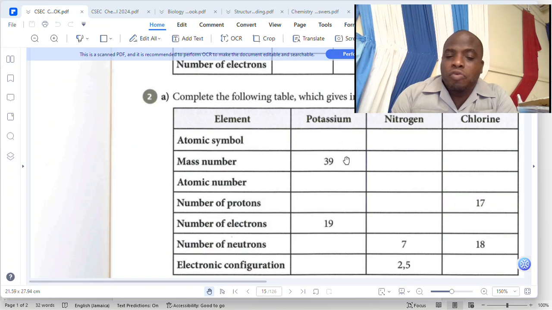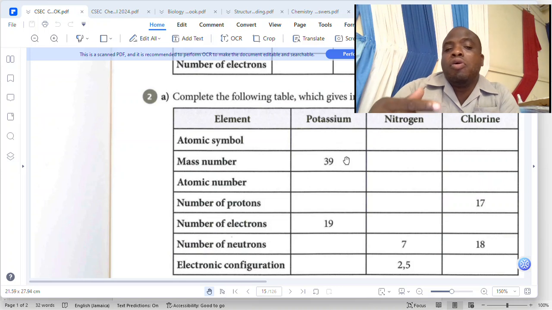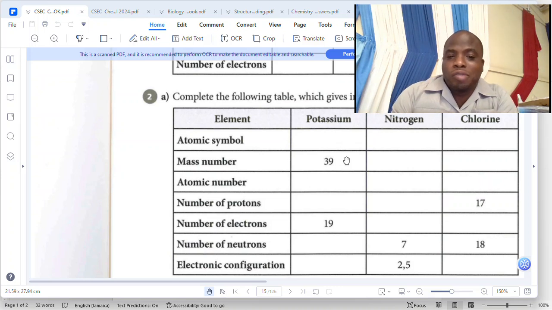The number of neutrons, it's not on the nuclear notation, but you can use information from the nuclear notation to get to the number of neutrons. We subtract the atomic number, or the number of protons, from the mass number.